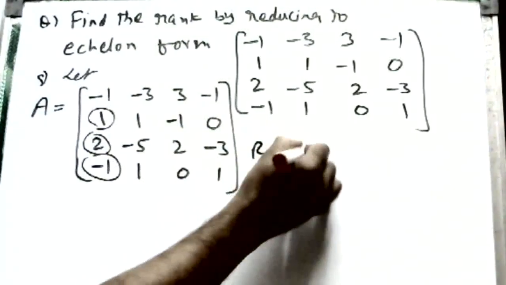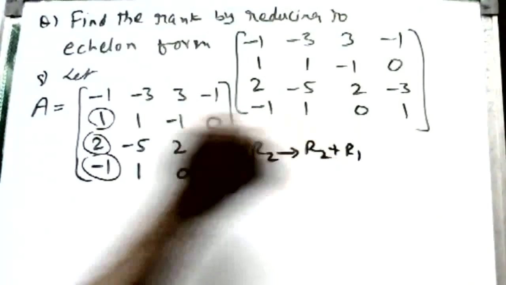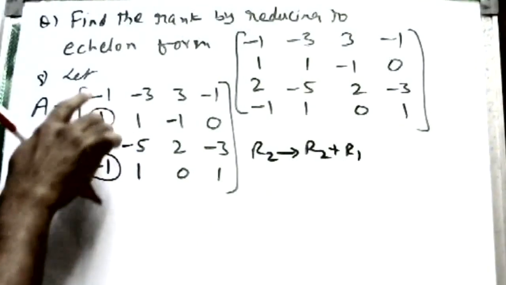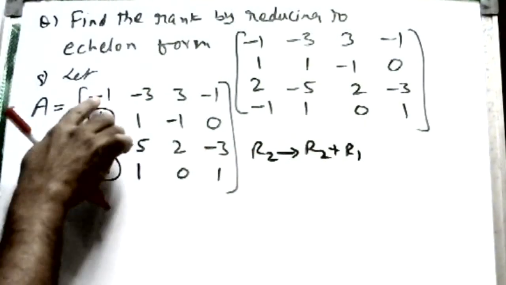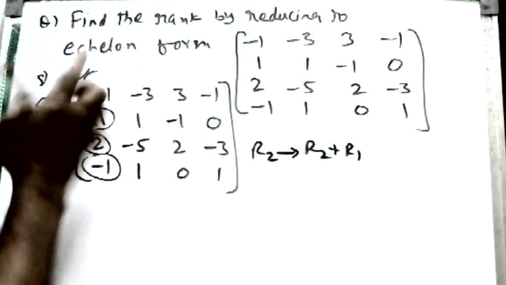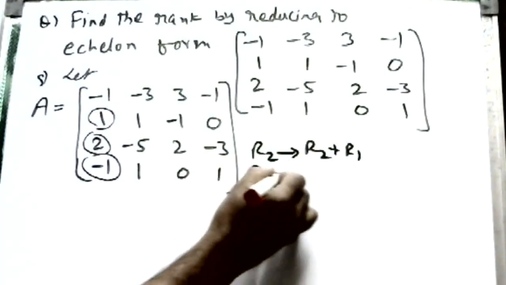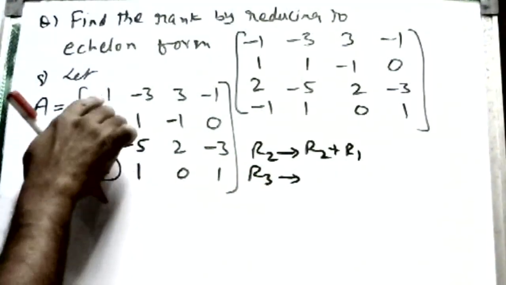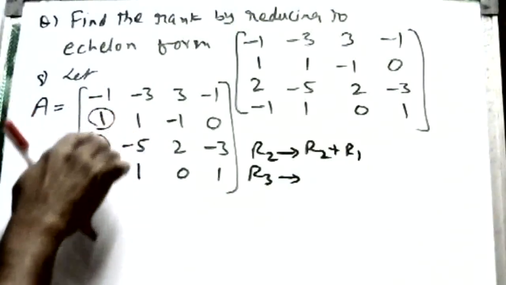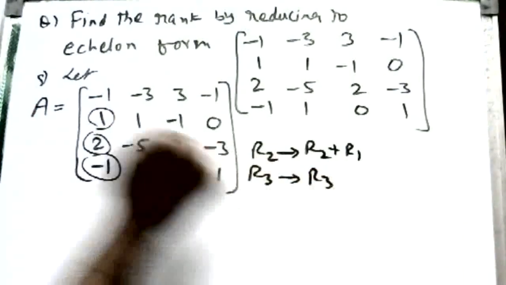So let me start with one. R2 implies, very easy, 1 minus 1, 0. So R2 implies R2 plus R1. 1 plus into minus, minus 0. Don't write minus here. If you write minus, minus 1, minus plus 1, it will become 1 plus 1, 2. In the same way, R3 implies, this is 2, so multiply this with 2.